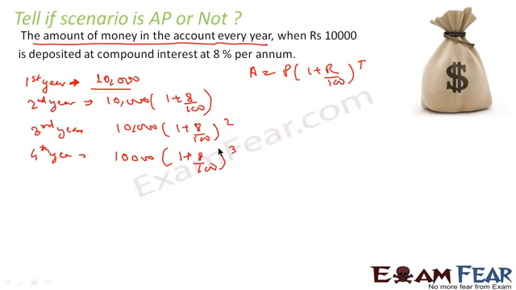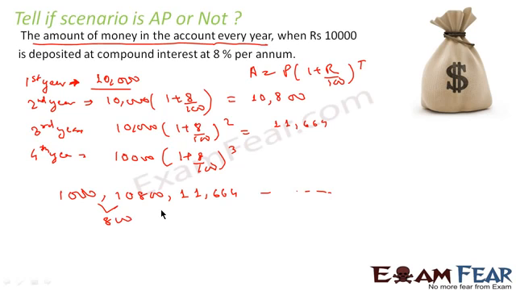So if you calculate this, 10,000 into 1.08, what you will get is 10,800. This is the amount you'll get, 10,800 rupees. If you calculate the next value, you'll get something like 11,664. Correct? So if you see the series, this is nothing but 10,000, 10,800, 11,664, and it goes on. Find the difference. This is 800.